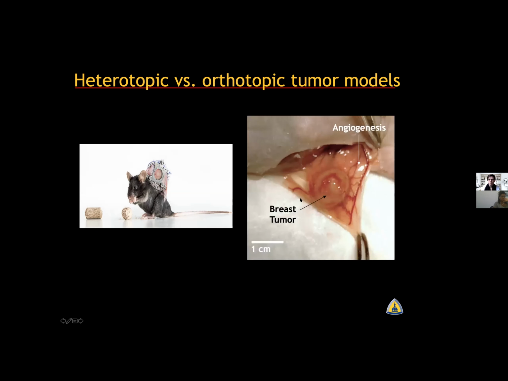But we use something like this. So this is a dissection view of a breast tumor grown in the mammary fat pad of a mouse that's been euthanized. And you can see the breast tumor growing here very robustly. And then you can actually see angiogenesis, or the birth of new blood vessels. So blood vessels are recruited from the host tissue towards the tumor to support the proliferation and metastases of this implanted tumor. So it's a very good tumor model.